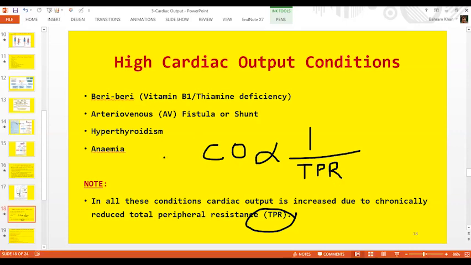So we have discussed these conditions in anemia, hyperthyroidism, vitamin B1 deficiency. In all these conditions, the peripheral resistance is reduced. So a decrease in the TPR will increase the cardiac output, and an increase in the cardiac output will shift the cardiac output curve to the left.